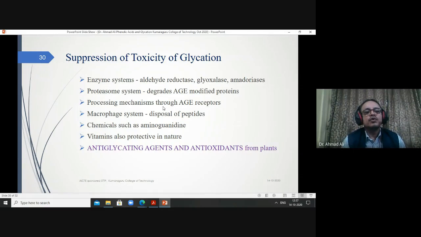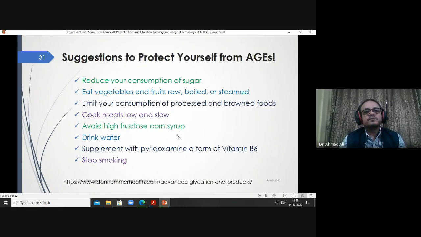But one very good way to take care of diabetic conditions is that when we go to a diabetes specialist, they suggest that you take vitamins and antioxidants. That correlates with one of my slides, where the modern theory of diabetes suggests the complications of diabetes are because of the free radicals generated and glycation products. So if we take natural compounds, for example antioxidants or vitamins, they are quite helpful in reducing the toxicity of glycation. People have been working on anti-glycation agents and antioxidants from plant sources. So this was so far about glycation and its effects.